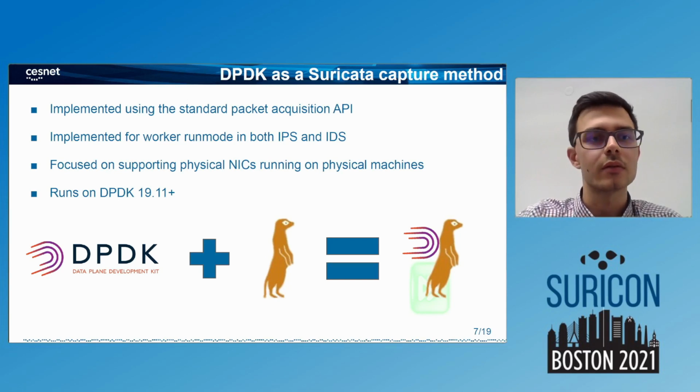The initial contribution, which is currently in the pull request, limits the scope of the features that it includes. Currently, it's focused on supporting physical NICs running on physical servers. And the minimum DPDK version required to run Suricata with DPDK is 19.11 or newer.